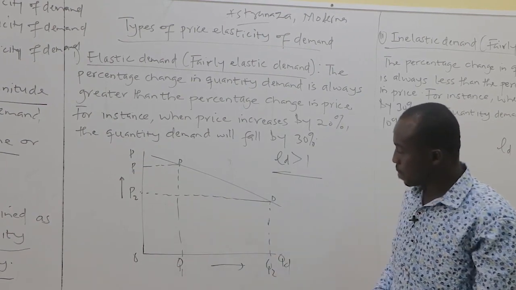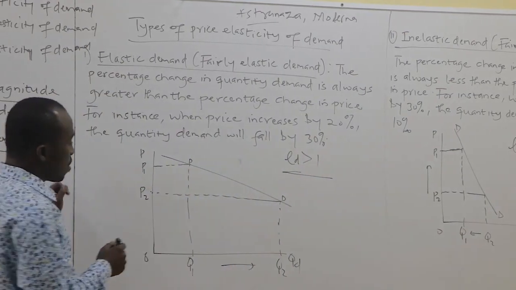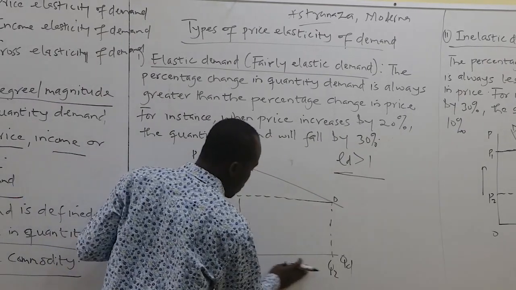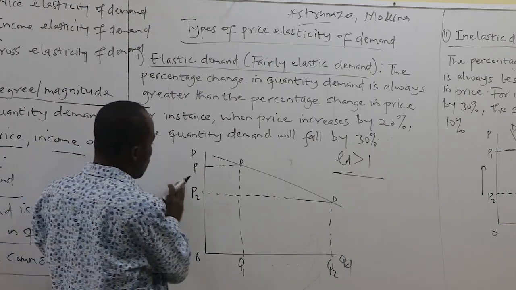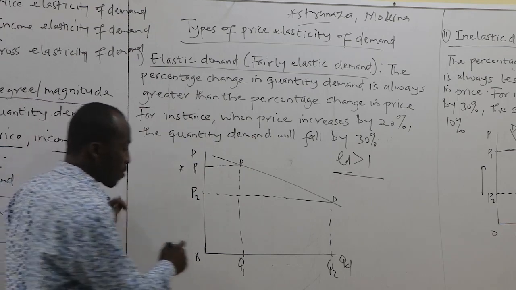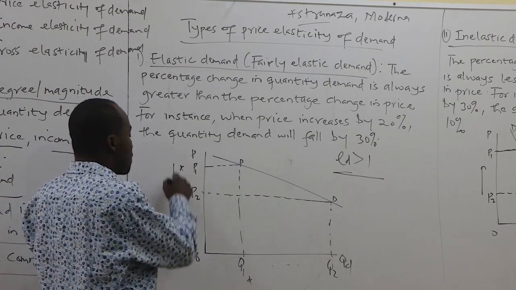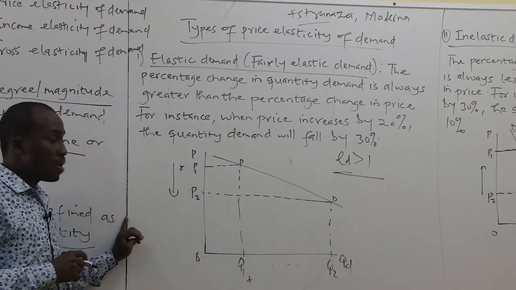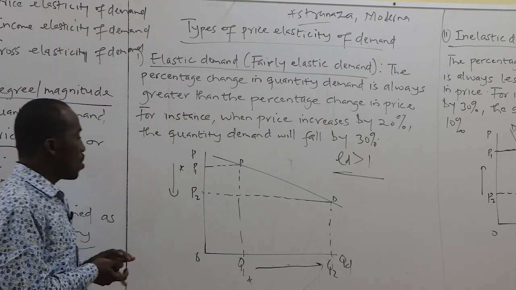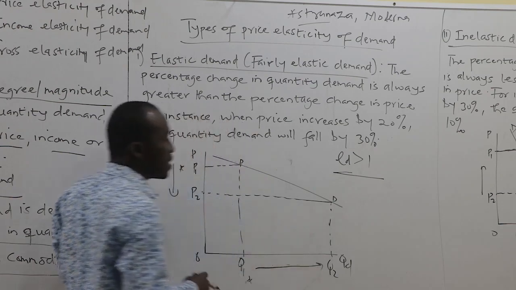What does the diagram mean? In the diagram, you see that first the price was at P1 here, and at P1, the quantity demanded was Q1, and that's the demand curve. The price falls to P2. Look at it, there's a large change in demand. The price just falls by this small margin, and there is a large change in quantity demanded.